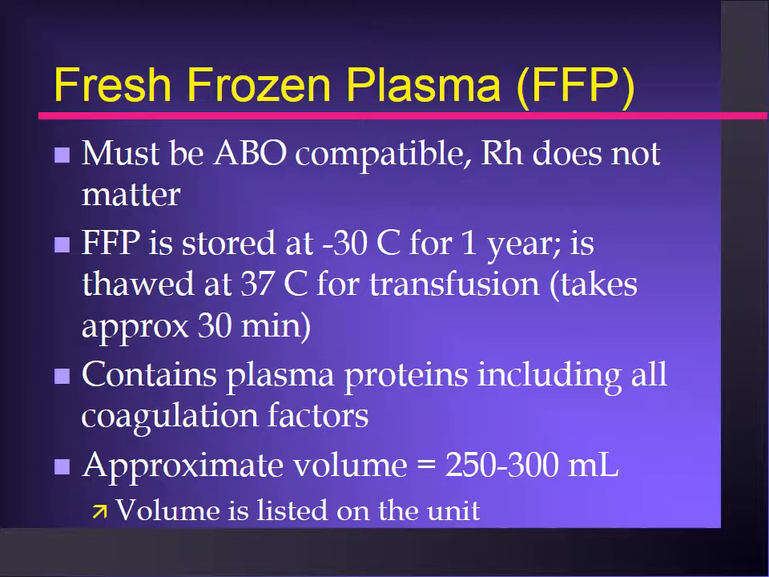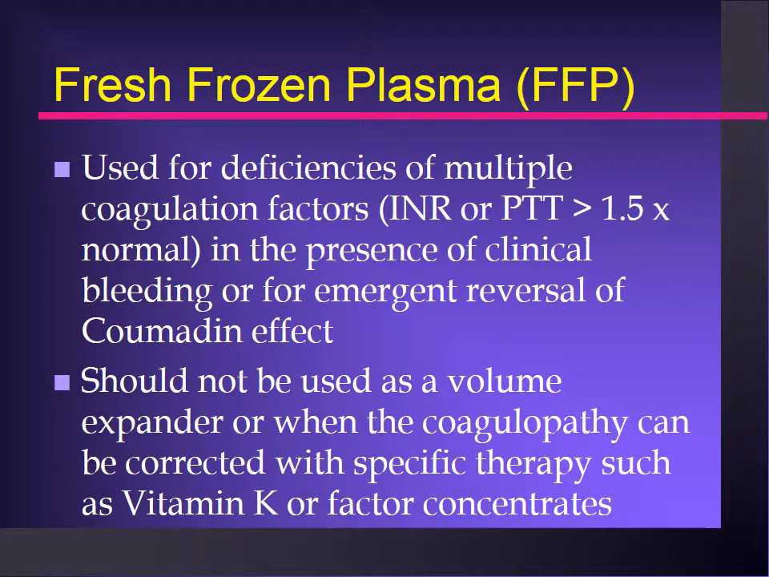Plasma contains proteins including all the coagulation factors. The approximate volume would be 250 to 300 ml, but again, the volume will be listed on the bag for you. Plasma is used for deficiencies of multiple coagulation factors in the presence of clinical bleeding or for emergent reversal of Coumadin. It should not be used as a volume expander or when coagulopathy can be corrected with specific therapy such as vitamin K or factor concentrates.